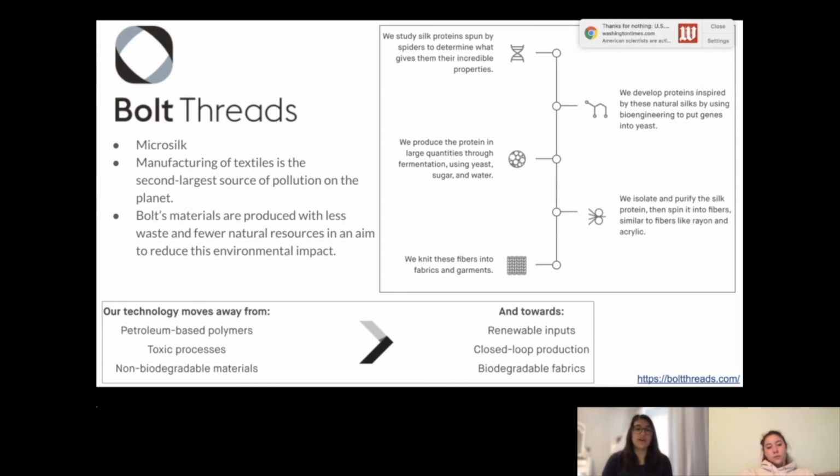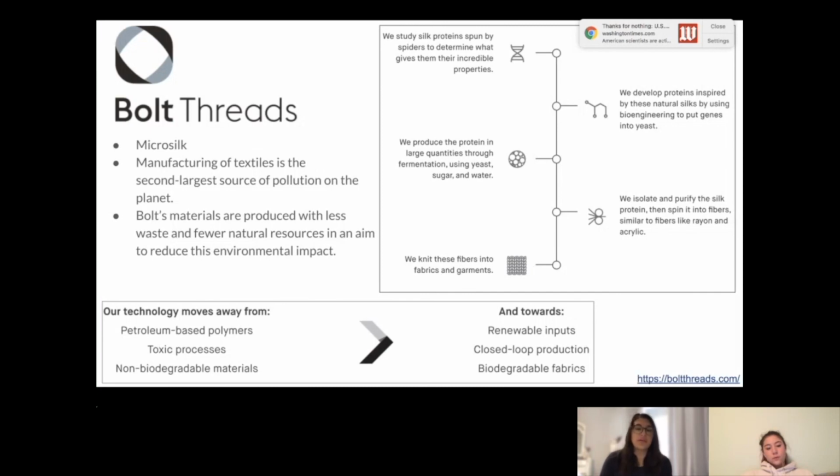Bolt Threads manufactures something called microsilk. Microsilk is a silk-like biosynthetic fiber that is made through the process of simply fermenting water, yeast, and sugar with spider DNA. Bolt Threads is essentially making spider silk without actually using any spiders.